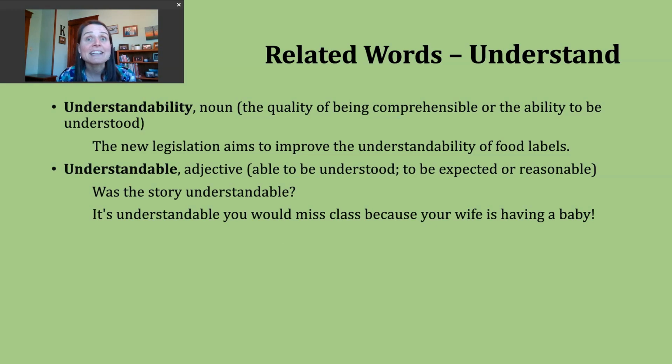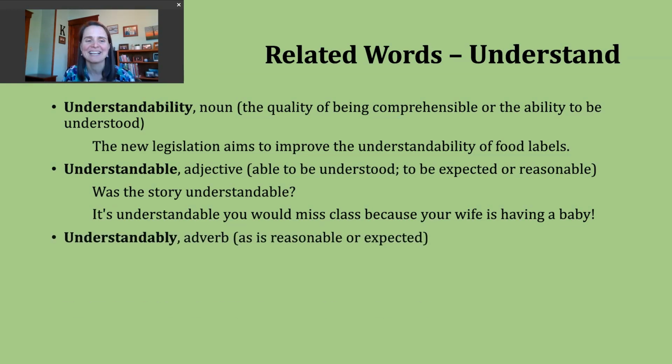So an example of this, and it's a true example from the last few months: it's understandable you would miss class because your wife is having a baby. So I had a student who was so apologetic that he was going to have to miss class. And when he explained why, I was like, oh, that is reasonable. It is more important to be in the hospital and be supporting your wife and being there for that huge life moment, right? That is reasonable or understandable.